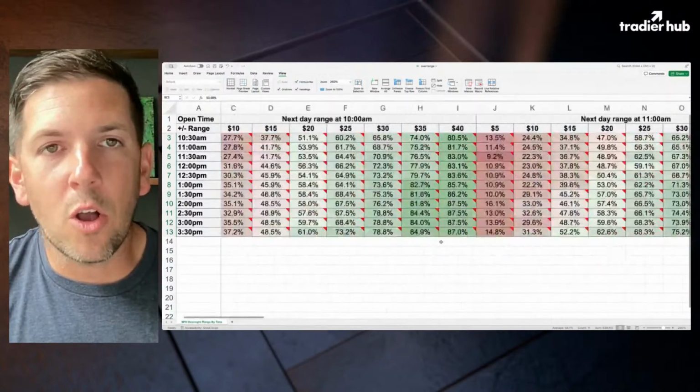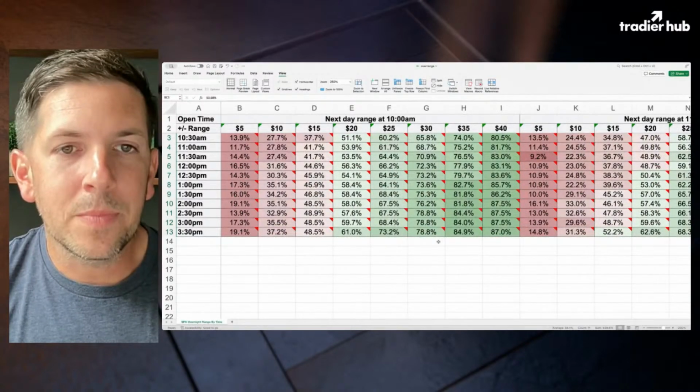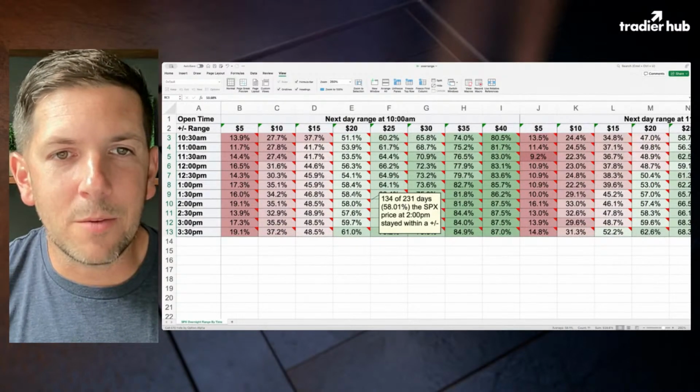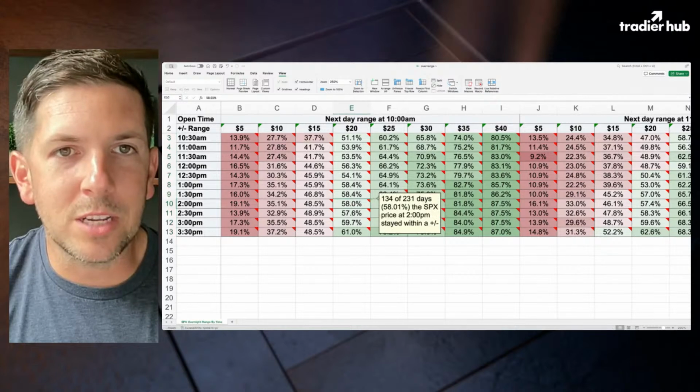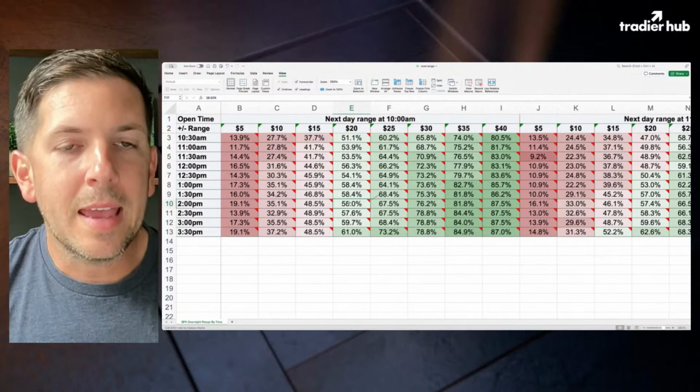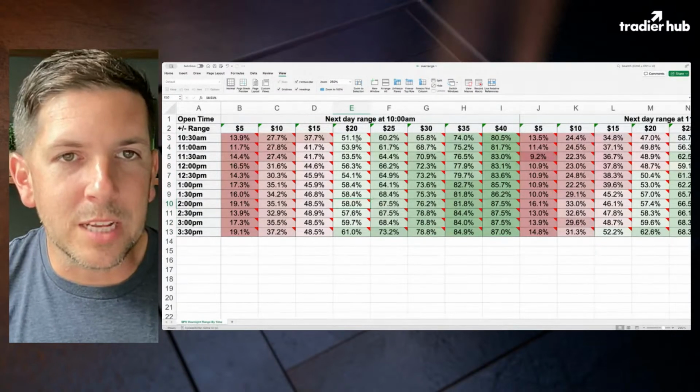Again, it's updated all the time. It's very interesting data. The one that we'll look at today, the one that we used in a template, was something around here, about a $20 range or so. And we'll show you how you can use it. But let's just look at this.